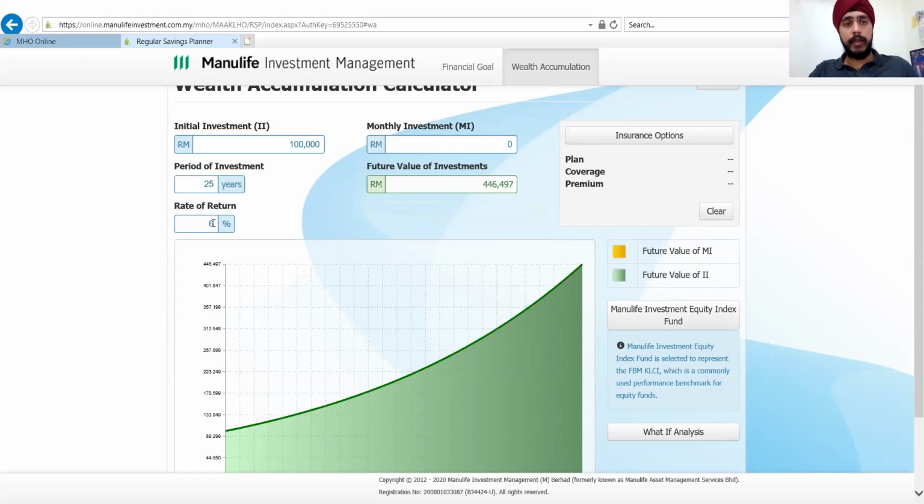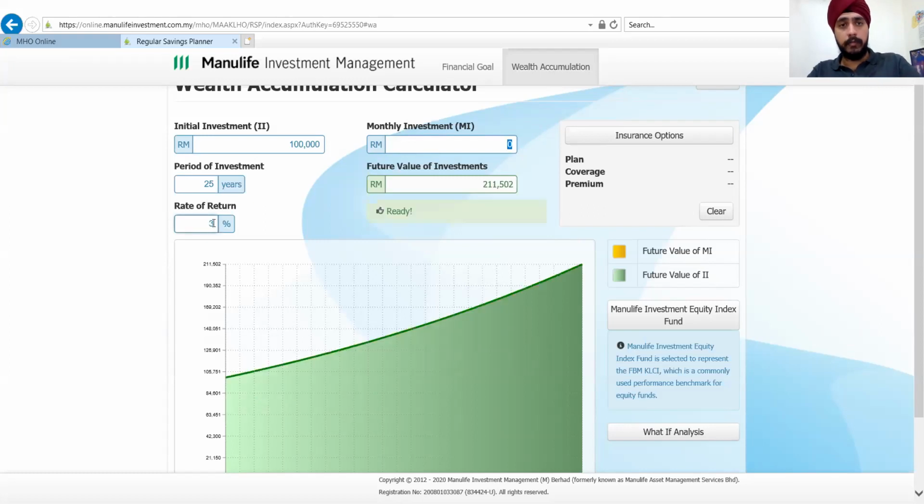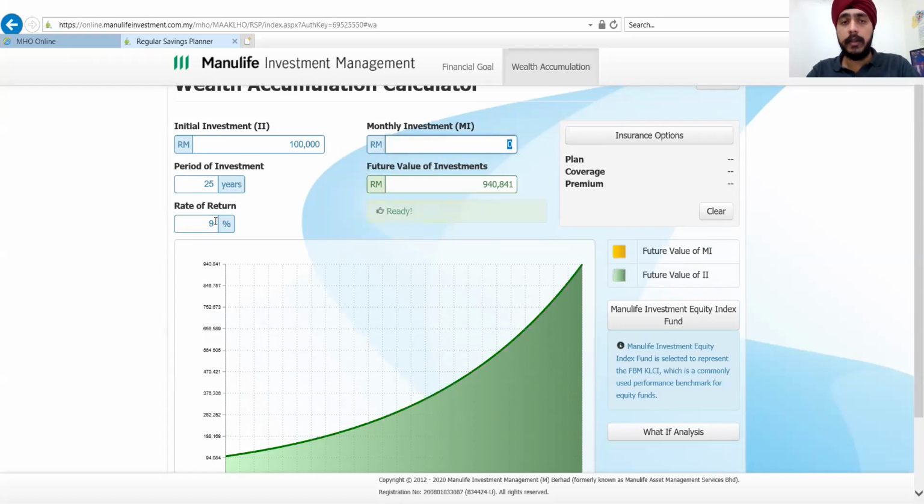So I just wanted to write down the 3% so that we can know the difference. 211. Okay, now let's just look at 9%, and suddenly the number becomes $940,000. Now this is huge, guys.